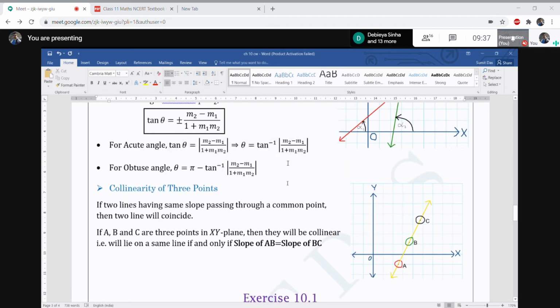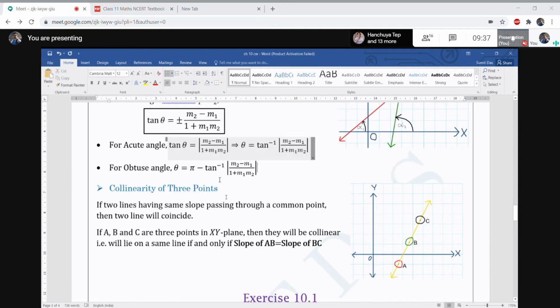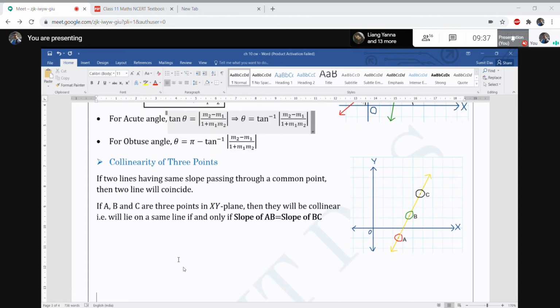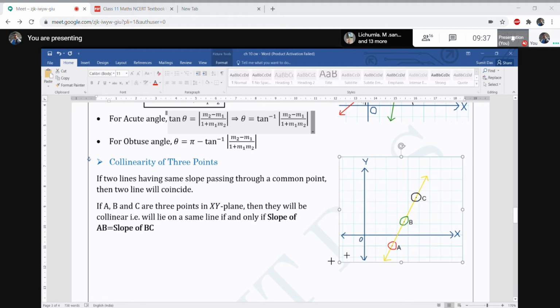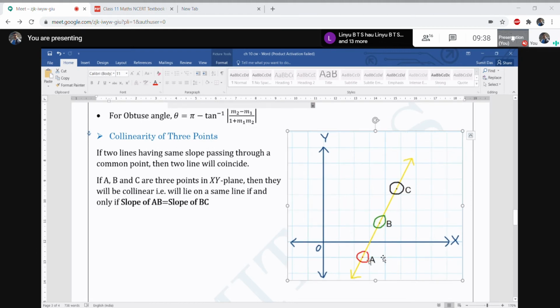Okay, let's move on to the last topic of this chapter, that is collinearity of points. Collinearity means, you can see in this diagram, there is a line. On this line, there are 3 points A, B, C. Collinear means when three or more points are lying on the same line, then they are called collinear.